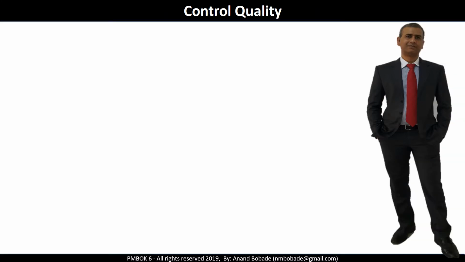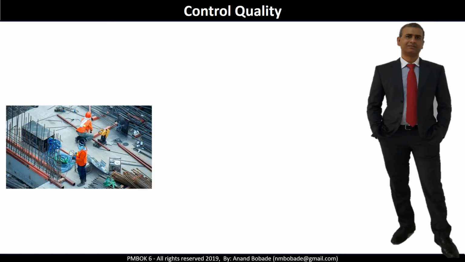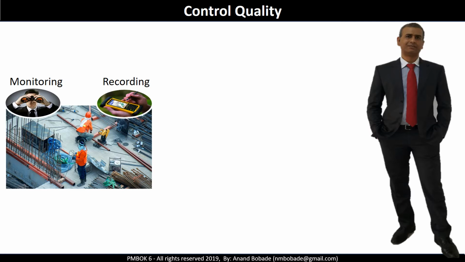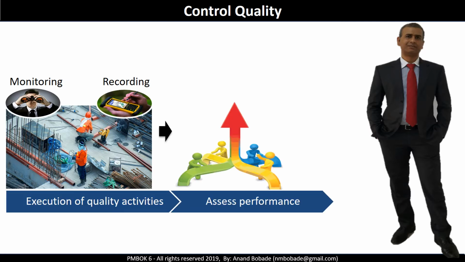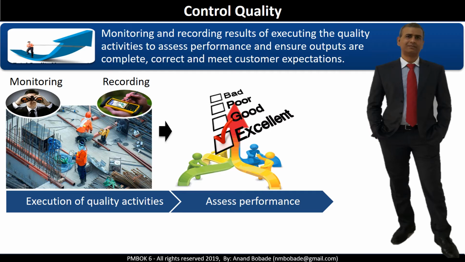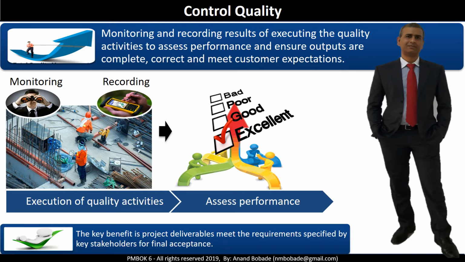Let's look at the definition. Control quality is a process of monitoring and recording results of executing the quality management activities to assess the performance and ensure outputs are complete, correct, and meet the customer expectations. The key benefit of this process is that the project deliverable will meet the requirements specified by key stakeholders for final acceptance.